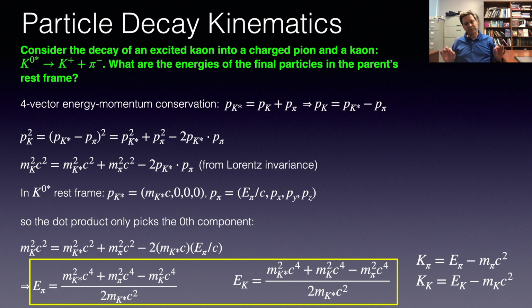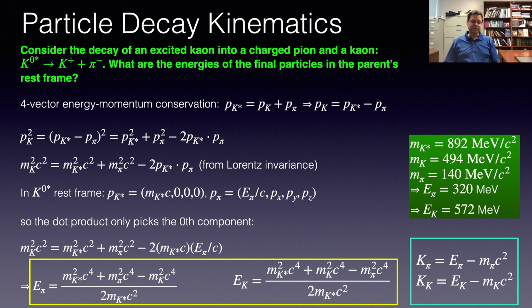Let me just point out, if you're interested in the kinetic energies, kinetic energy is the difference of the total energy minus the rest mass energy. So the kinetic energy of the pion is the total energy of the pion minus its rest mass energy. And the kinetic energy of the kaon is the total energy of the kaon minus the rest mass energy of the kaon. So from those, you can then calculate the kinetic energies of each particle. So that's important if you want to know the kinetic energies.